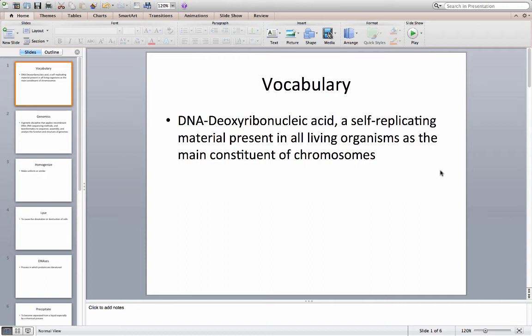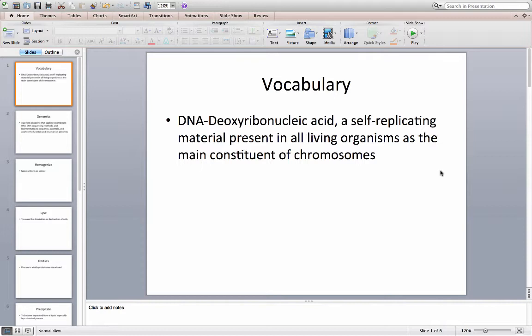About the vocabulary given for the pre-lab assessment of the DNA extraction in strawberries. We start out with the definition of DNA, which is deoxyribonucleic acid, a self-replicating material present in all living organisms as the main constituent of chromosomes. All this means is that DNA is the blueprint for all living things.